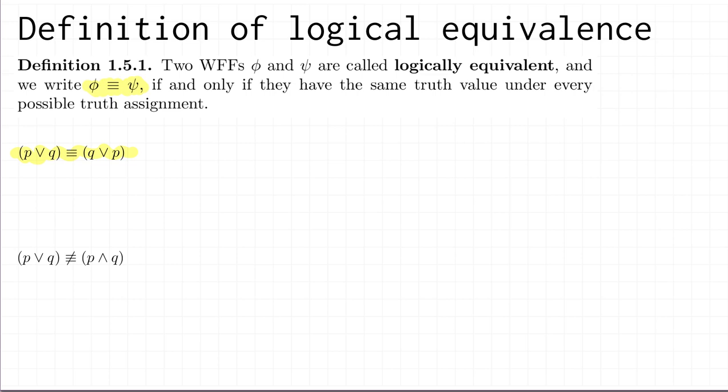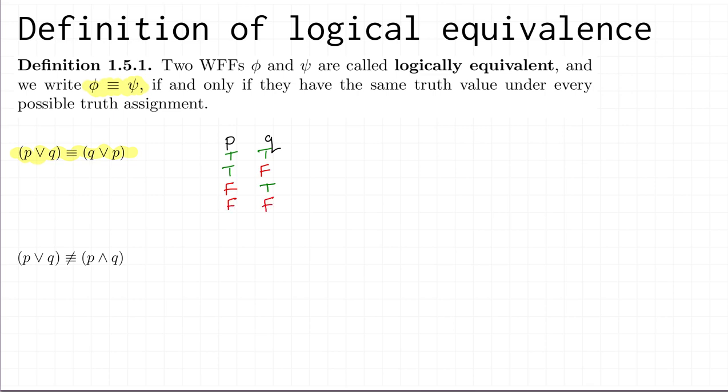So the simplest way to do this for simple well-formed formulas like this would just be to draw a truth table for both of the well-formed formulas. So we'll have a column P and Q, and we'll write down all the possible truth assignments that P and Q might have. So we might make them both true, we might make P true and Q false, we might make P false and Q true, and we might make them both false.